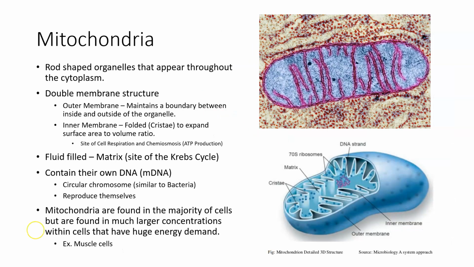Mitochondria are rod-shaped organelles that appear throughout the cytoplasm in a eukaryotic cell. Both plant cells and animal cells are going to contain mitochondria.